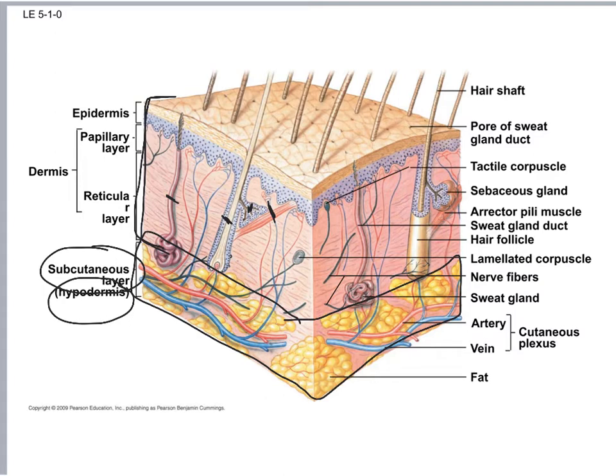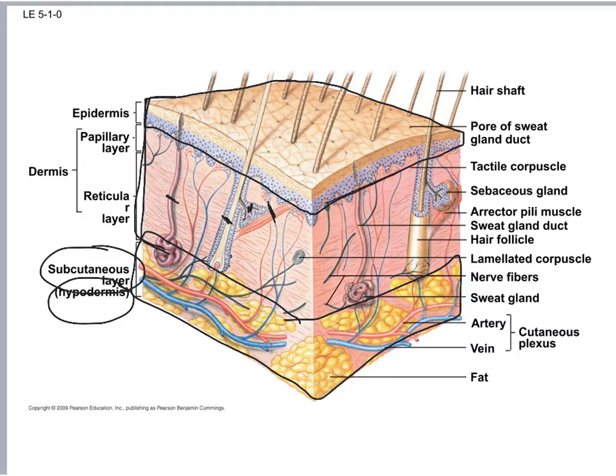This top layer right here is called the epidermis. It's just this thinner layer. It's not very thick at all. It's probably about as thin as cellophane paper. So that's not very thick. That's about as thick as it is.